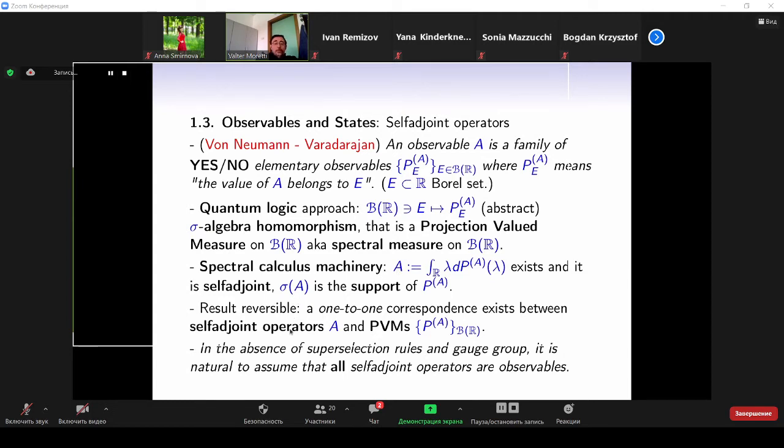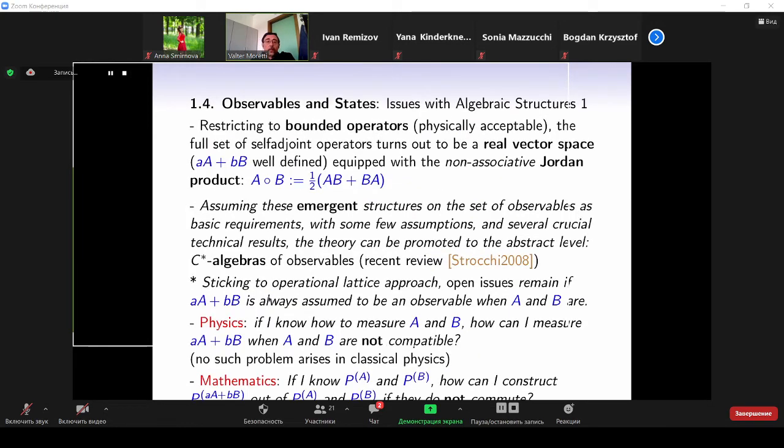All the procedure can be reversed, so there is in fact a one-to-one correspondence between self-adjoint operators and families of projectors labeled on the Borel sets of the real line. This is the reason why observables in quantum mechanics are represented by self-adjoint operators.